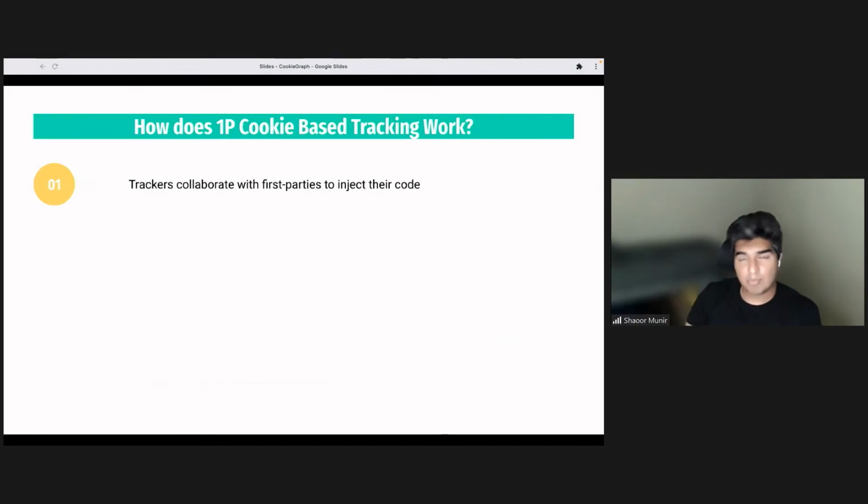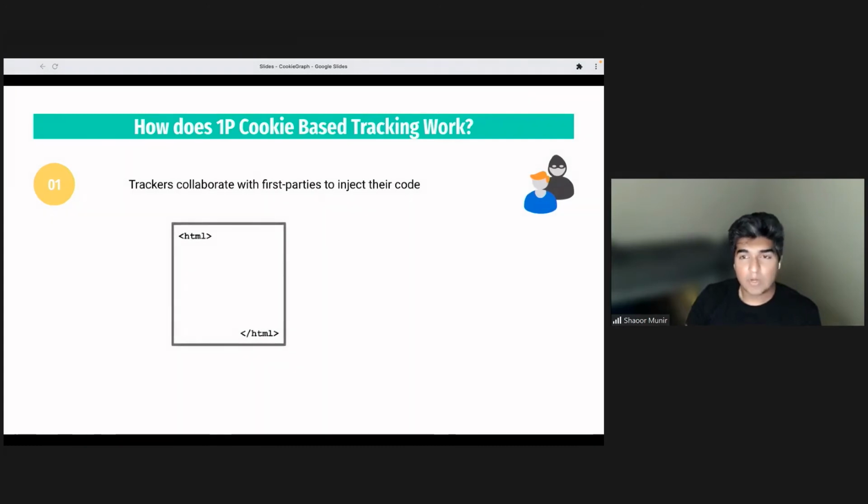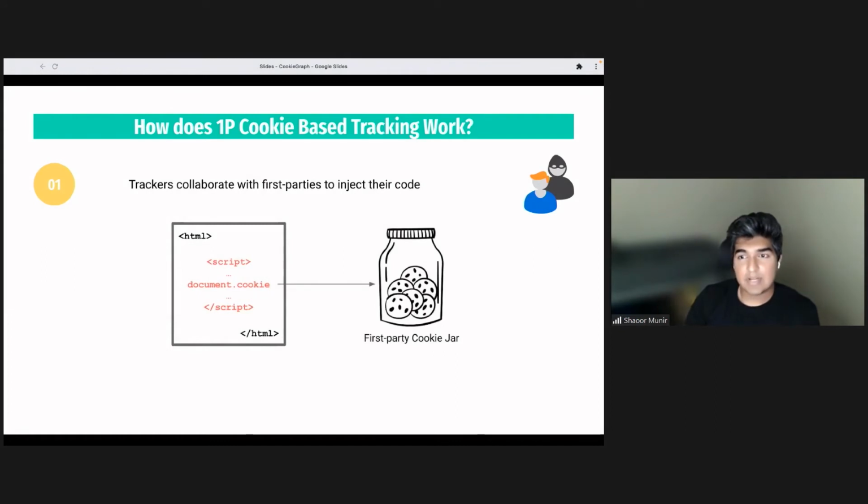So with the help of this documentation, and then looking at the behavior of these parties and the cookies in our data set, we formalized how first-party cookie-based tracking was actually taking place. What we found was that trackers collaborate with first parties to run their code in a first-party context. What this means is that if third-party scripts are embedded in the main website frame, then the script is not restricted by the same origin policy. And this allows these third parties to both read and write first-party cookies.